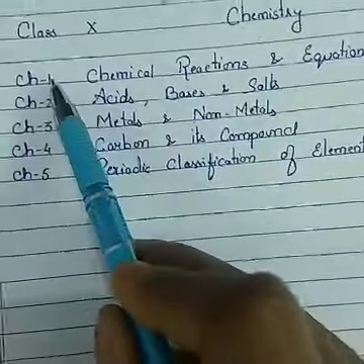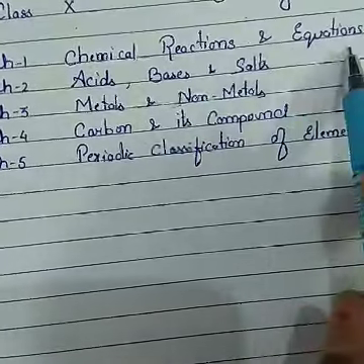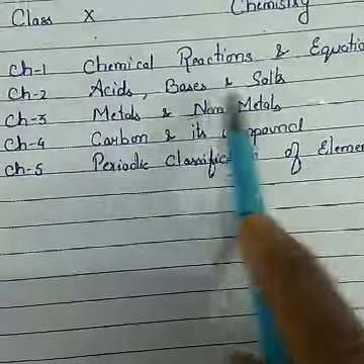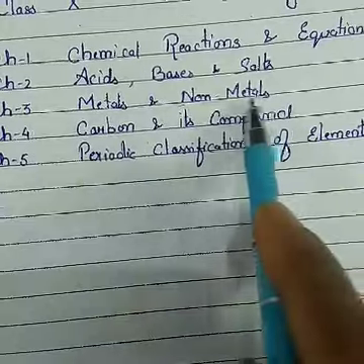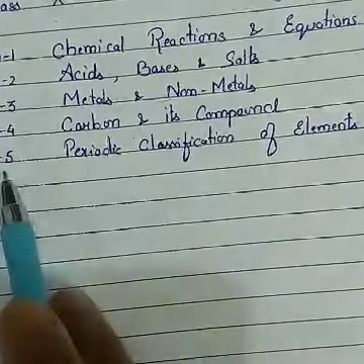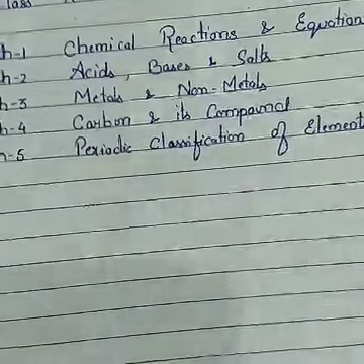In chemistry, we have 5 chapters. Chapter 1, chemical reactions and equations. Chapter 2, acids, bases and salts. Chapter 3, metals and non-metals. Chapter 4, carbon and its compounds. Chapter 5, periodic classification of elements.